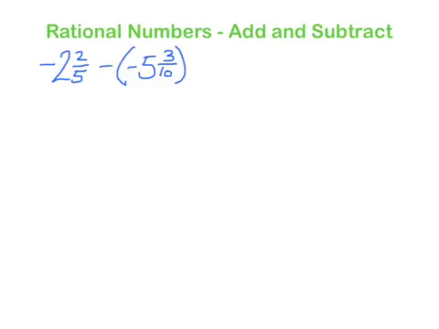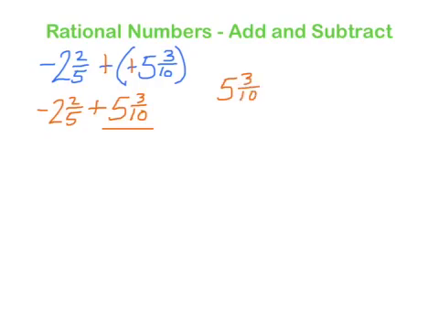This is a subtraction problem, so we want to change it to addition and change the sign of the second number. Now we're going to work the problem negative 2 and 2/5 plus a positive 5 and 3/10. Your signs don't match, so you need to figure out the one you have more of. You have more positives. So put the one you have more of on top and find the difference, the 2 and 2/5. Now you're going to need to change to like denominators.